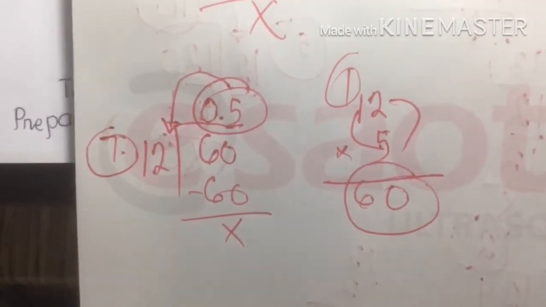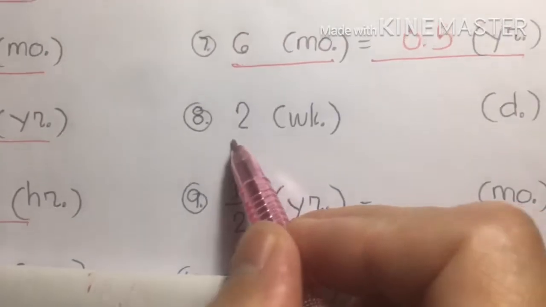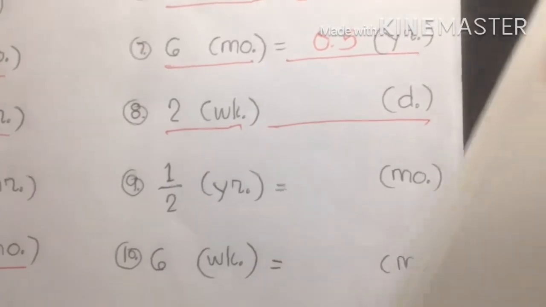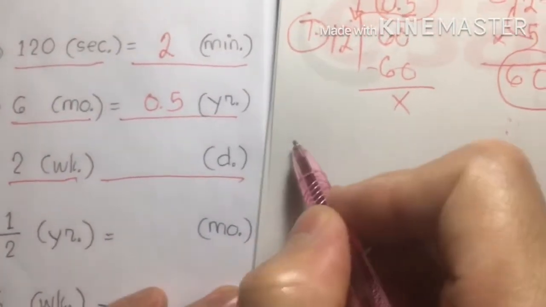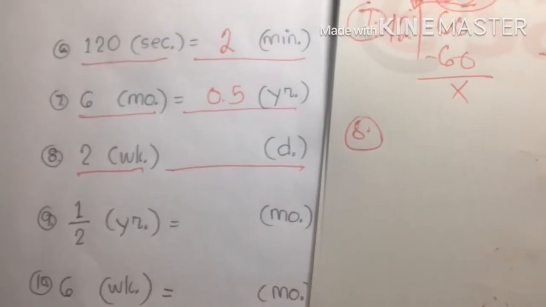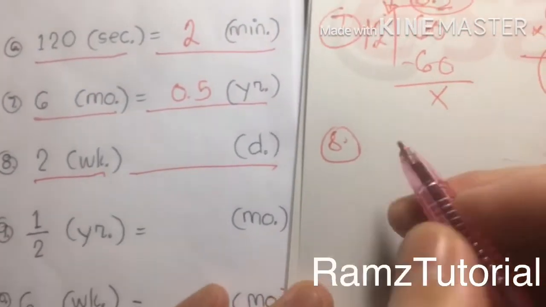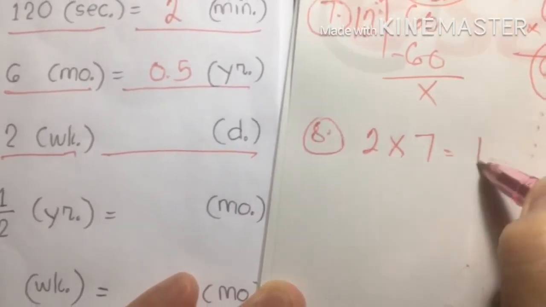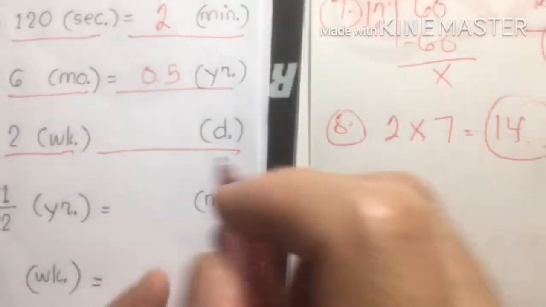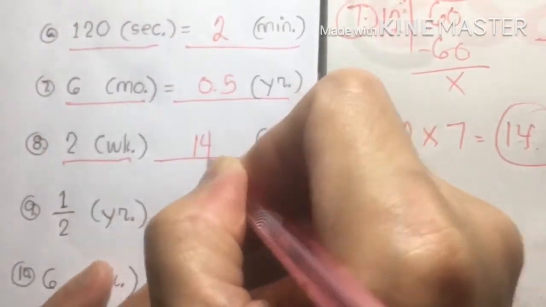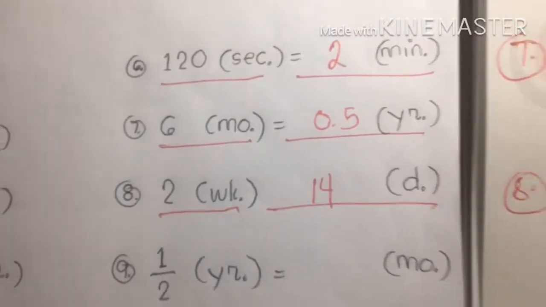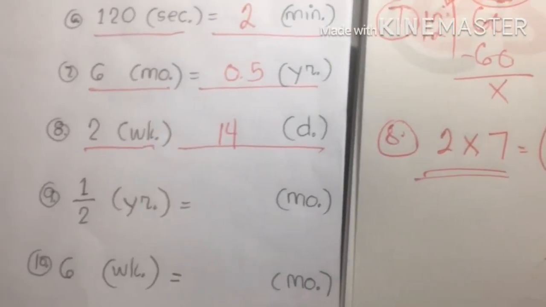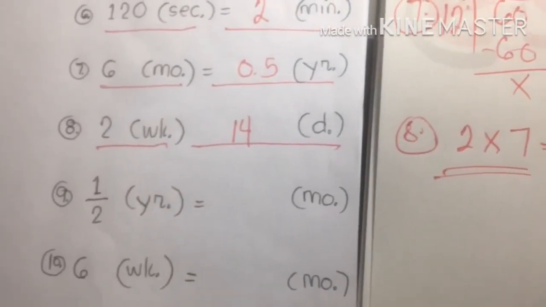Okay. Next, number 8. Number 8 is 2 weeks, how many days? Okay, so remember in 1 week, we have 7 days. So therefore, guys, number 8, please follow. In 1 week, there are 7 days. So let's jot down 2, then multiply by 7 days. So the answer is 14. So we have 14 days. All you have to do is multiply 2 weeks by 7, because 7 days is equivalent to 1 week. So 2 weeks is equivalent to 14 days.